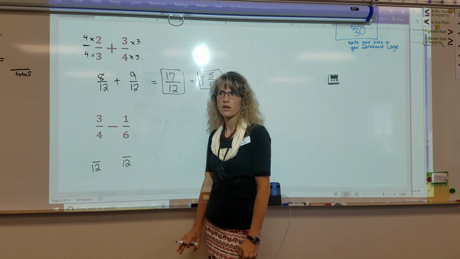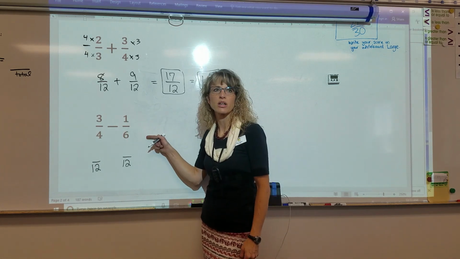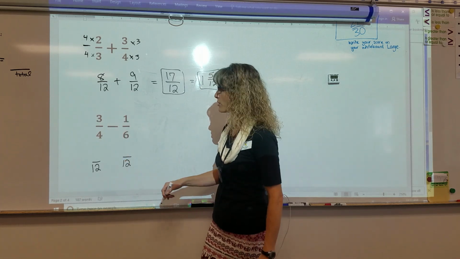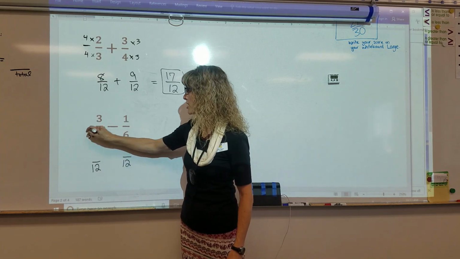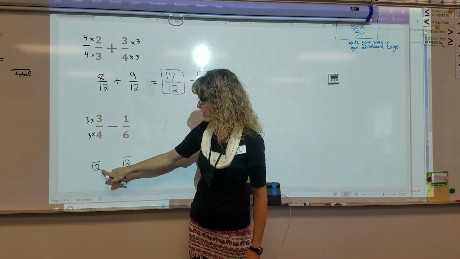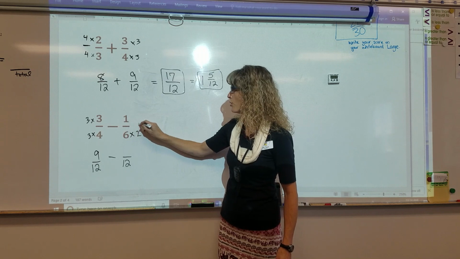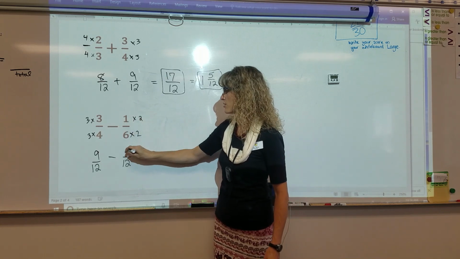Because 6 will go into it. 6 can't go into it. 4 can, but 6 can't. So you have to pick a number that both numbers can divide into without a remainder. All right, so we're going to times by 3, right, to get our 12. So we'll get a 9 on top. Times by 2, 1 times 2 is 2.